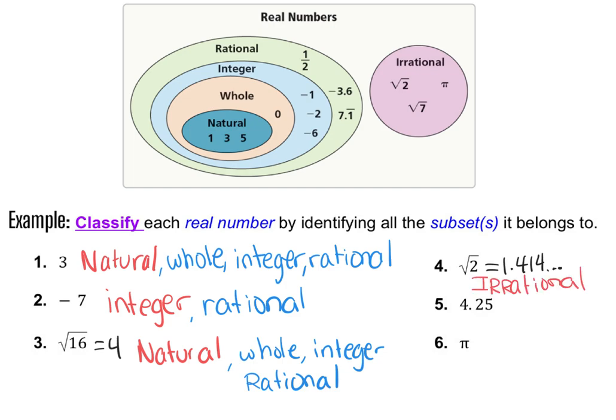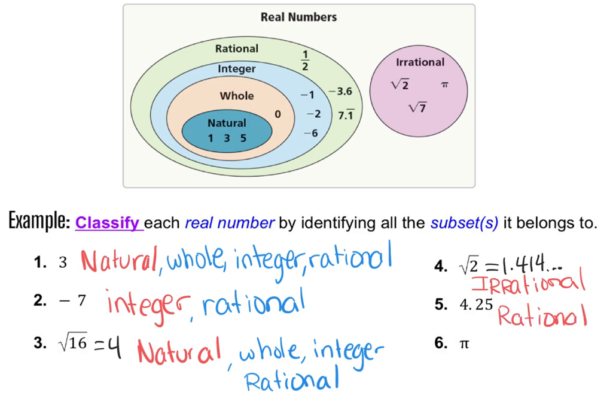For number 5, I also have a decimal. However, the number actually stops, 4.25, and there's nothing else after it. So because this decimal stops, this is a rational number, meaning it's the complete opposite of an irrational.